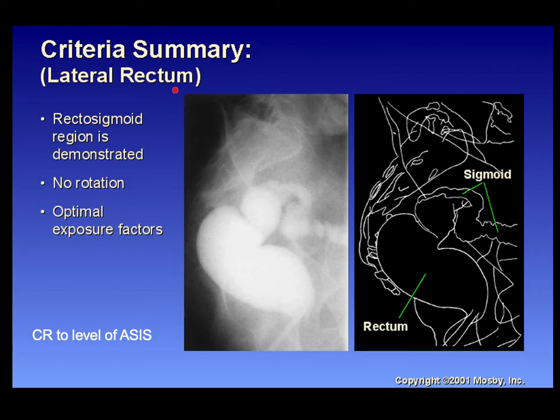So lateral rectum, you want to see the rectosigmoid region demonstrated, no rotation, optimal exposure factors. So your patient is going to be placed laterally, and you're going to be imaging down into that rectum. Your central ray is at the level of the ASIS.